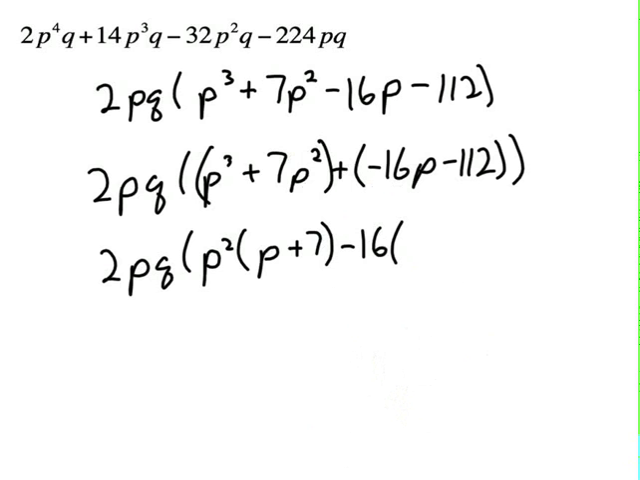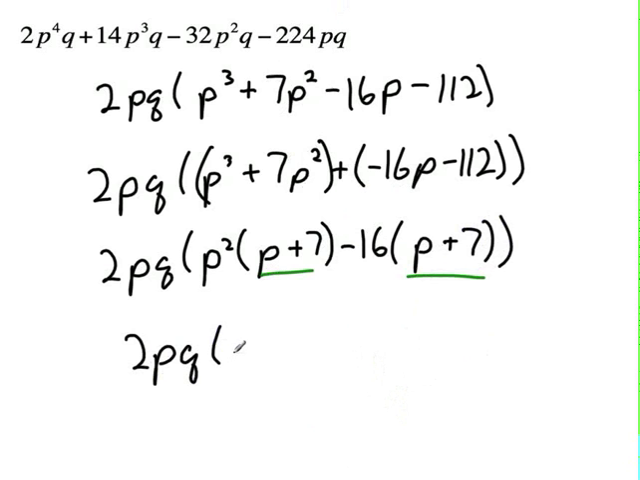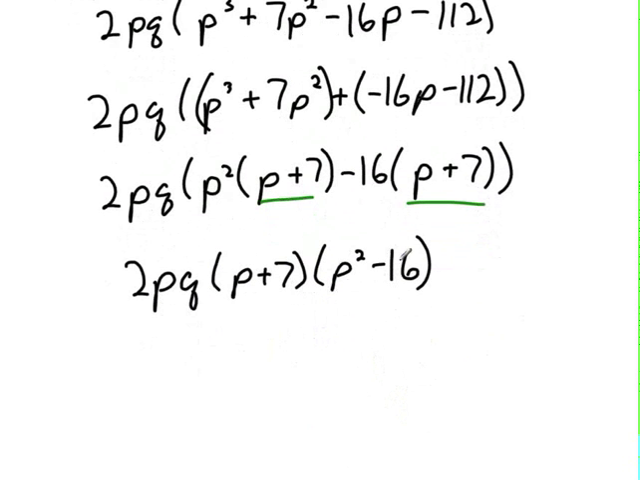All right, so if I pull out a negative 16, we end up getting p plus 7. And once again, lo and behold, those are the same. So we end up getting 2pq, and then we have a p plus 7. And then what's left inside is a p squared minus 16. Now, we may think we're done, but we're not quite done because right here is a difference of squares. So we got to make sure that we do that.